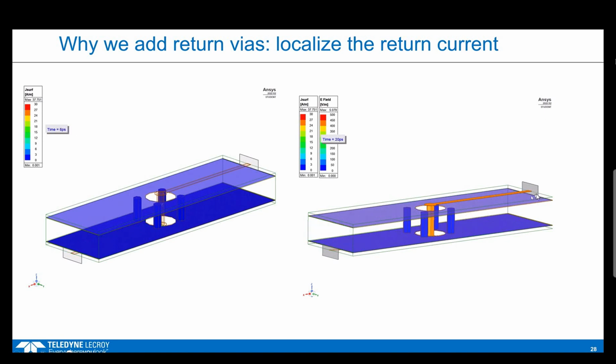Here is that signal current that's coming from the signal line. Here's the electric field. And look, all the electric field is contained within the region where those return vias are. The use of return vias dramatically reduces this problem.